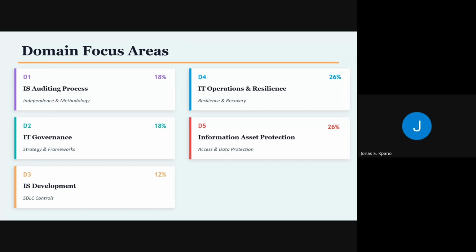So let's talk about what each domain focuses on. Domain 1, which is the IS auditing process, focuses on independence and methodology. Domain 2, which is IT governance, focuses on strategy and frameworks. Domain 3, which is IS development, focuses on software development life cycle controls. Domain 4, IT operations and resilience, focuses on resilience and recovery. Domain 5, information asset protection, focuses on access and data protection.